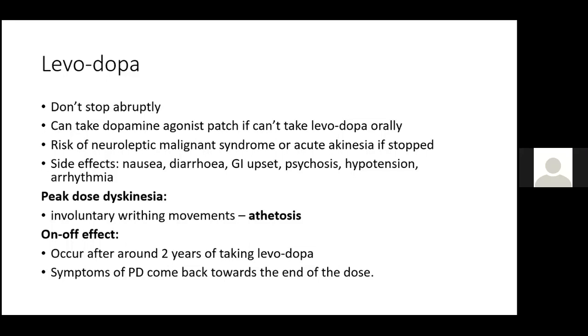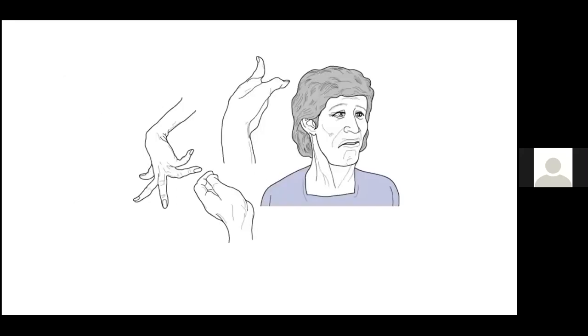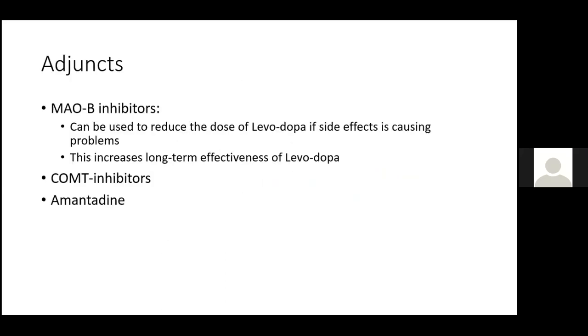The problem with levodopa is what we call peak dose dyskinesia. At peak dose, they can get these involuntary writhing movements called athetosis. And then later on, when they've been taking levodopa for around 2 years, they can get what we call the on-off effect, where the symptoms of Parkinson's disease can come back towards the end of the dose. So that's why you want to reserve levodopa for later on in the disease, and you want to try and use things like dopamine agonists early on in the disease. These are the athetosis movements you can get.